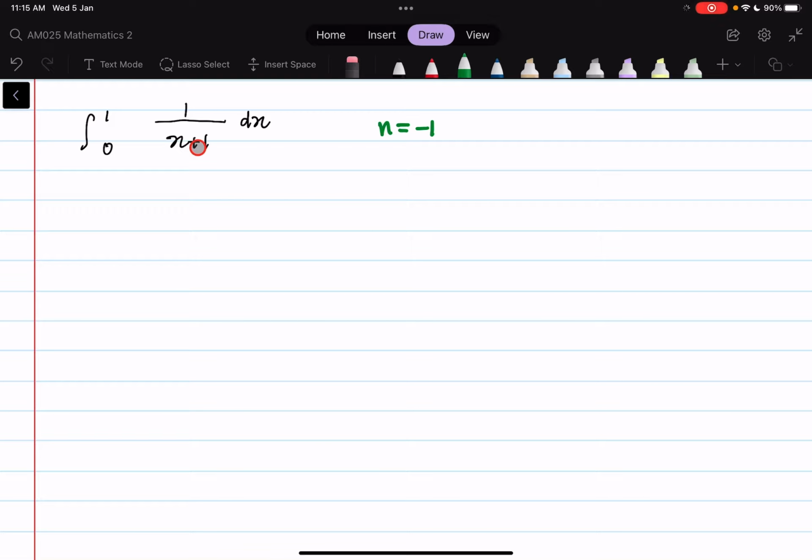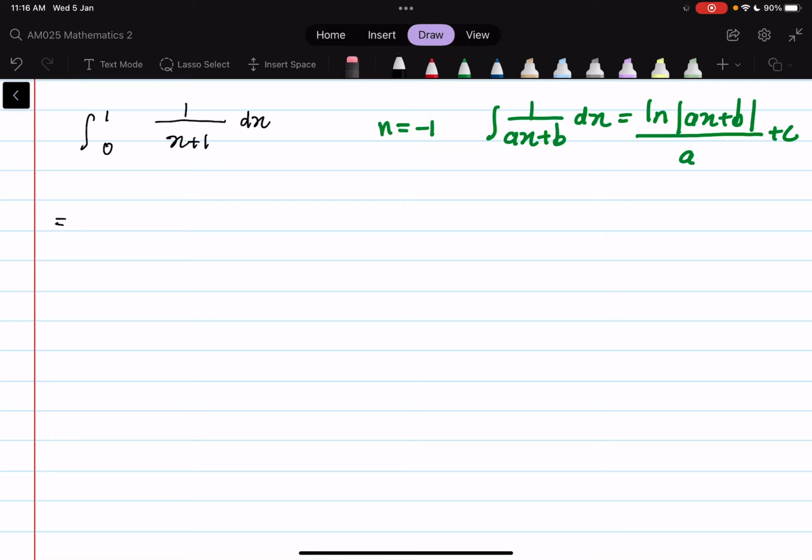So if we integrate 1 over ax plus b, then we're going to get ln of the modulus of ax plus b, over a, plus c. But since we have a definite integral, we don't have to add the c. So integrate 1 over x plus 1, we're going to get ln of the modulus of x plus 1.